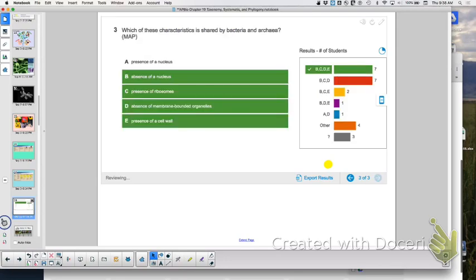Okay, number 3. Which of these characteristics is shared by bacteria and archaea? They do not have a nucleus because they are by definition what? Prokaryotic, right? So they have absence of a nucleus, presence of ribosomes, absence of membrane-bound organelles because they're prokaryotic, and they do have a cell wall. There are very few exceptions to that. Tell your bio buddy, how did you do on that?